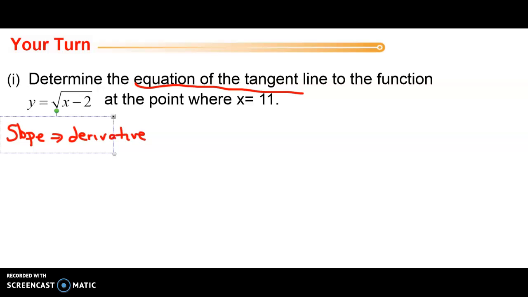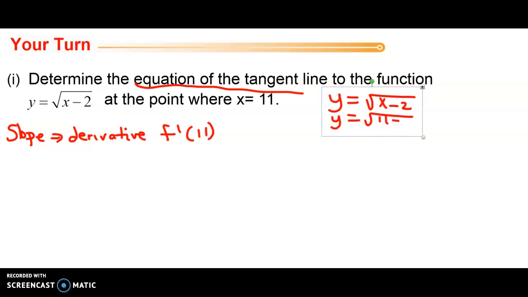And when we calculate the derivative, we're going to calculate the derivative at the x-coordinate 11. We know that if x equals 11, we can also find its corresponding y-coordinate. So if y equals the square root of x minus 2, substitution of 11 will give us square root of 9, which is 3. So we know the coordinate that we're interested in is 11 and 3. So let's go ahead and determine the slope of that tangent line.